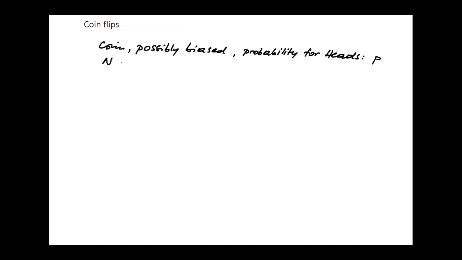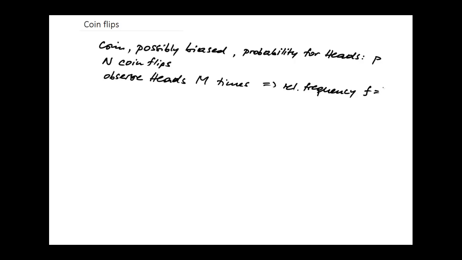Now you flip this coin n times, so n coin flips, and then you observe heads m times. This means that the relative frequency with which heads occur is the ratio m over n. And now I ask, given that I flip the coin n times, and given this probability for heads, p, what is the probability that in these n coin flips I observe relative frequency f? How do I calculate that?